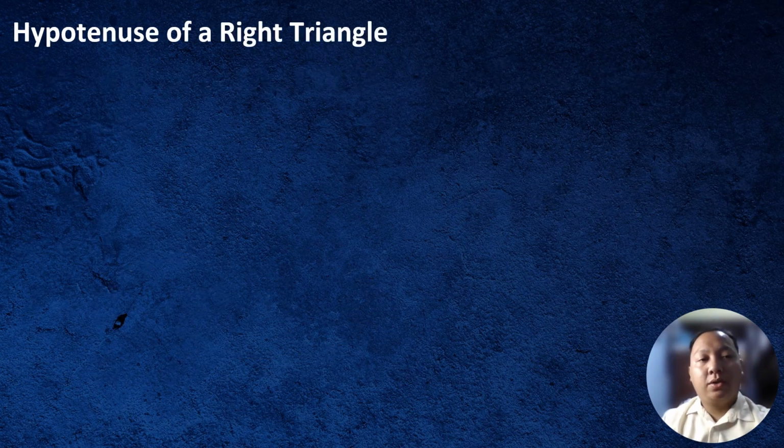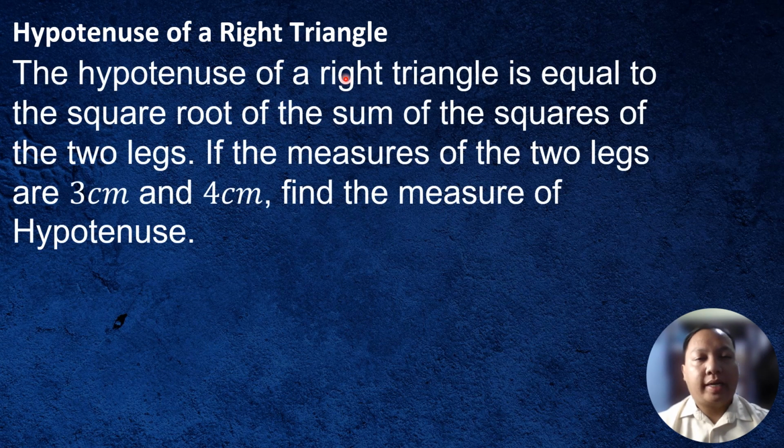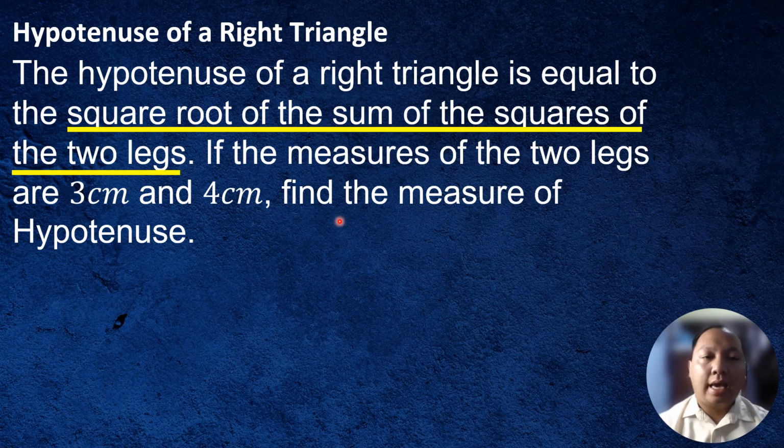Let's proceed ngayon sa hypotenuse of a right triangle. Ito yung isa sa pinakamahabang problem in terms of wordings, pero isa sa mga pinakamadaling isolve. Now, for example, the hypotenuse of a right triangle is equal to the square root of the sum of the squares of two legs. If the measures of the two legs are 3 cm and 4 cm, find the measure of the hypotenuse. Now, let's say na yung hypotenuse ay h, hypotenuse, di ba? At yung two legs ay A and B.